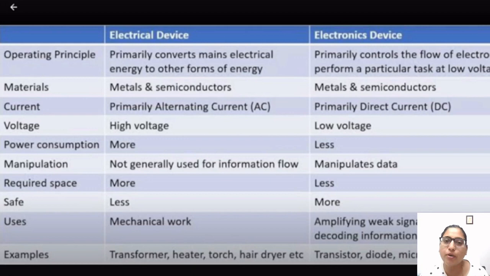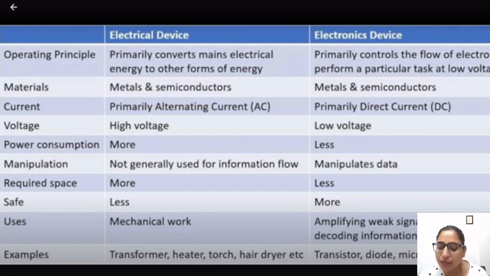We will start with the operating principle. Electrical devices primarily convert electrical energy to another form of energy. With an example we can understand: in an electrical device like a water geyser, let's say, we are giving electricity to the water geyser and it is giving us boiling water in the form of heat. So it is converting one form of energy to another, electrical energy to heat. So this is an electrical device.